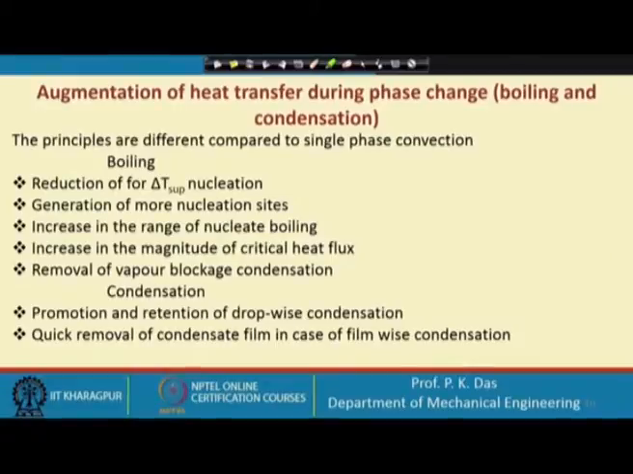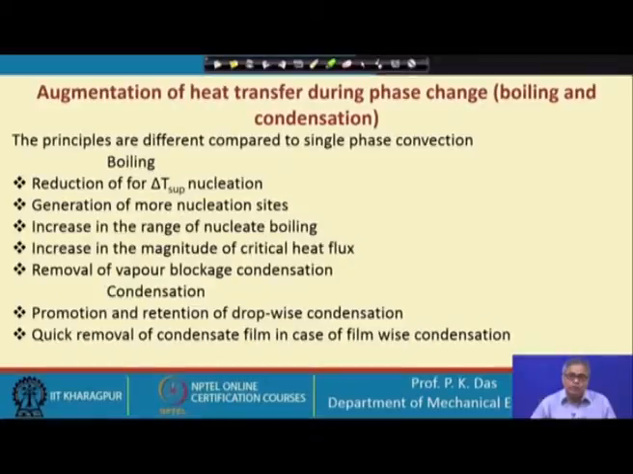Let us quickly see the augmentation of heat transfer during phase change, boiling and condensation. Initially I have discussed what we should do for single phase flow, but when there is a phase change, the principles are completely different. In case of boiling, generally some degree of superheat is needed between the solid surface and the fluid to initiate nucleation. So, our surface design should be such that this delta superheat is reduced.